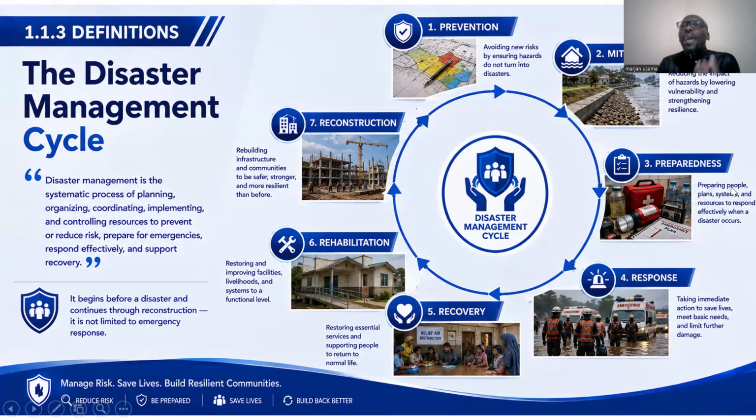We need to prepare our people. We need to educate our people: if a disaster happens, this is what you should do, 1, 2, 3, and 4. Then we need to have plans. We need to have systems. We need to have enough resources to respond effectively when a disaster occurs. So we need to prepare such that when a disaster happens, we are ready.